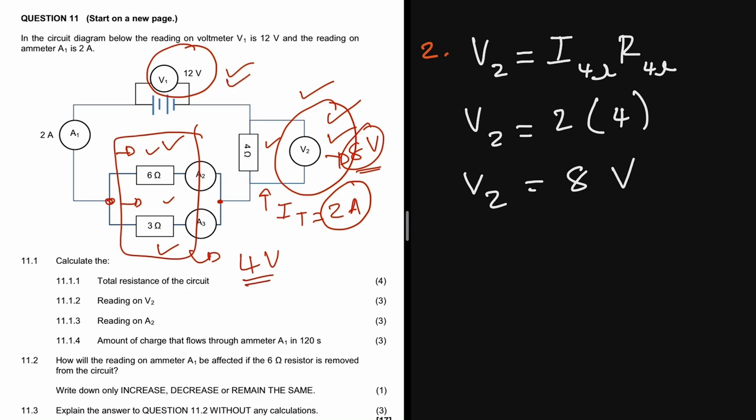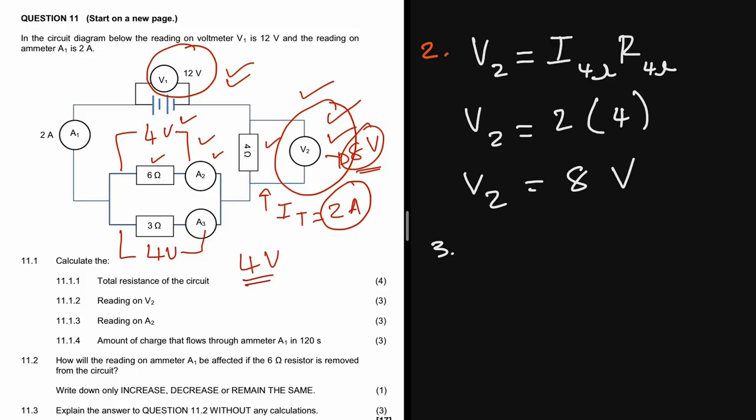So the question that comes, which is 11.1.3, they say we must calculate the current in ammeter 2. So ammeter 2 is this one here. With that illustration that I have just made, we know that it's going to be 4 volts in that resistance and 4 volts in this resistance, since the voltage in parallel is the same and it's just one voltage. So to calculate this current, we can use the resistor of 6 and the voltmeter of 4.